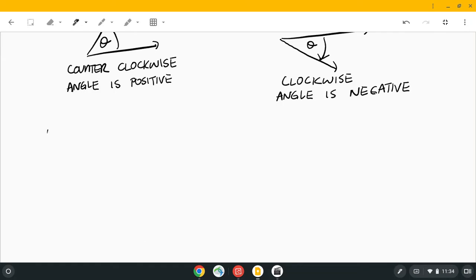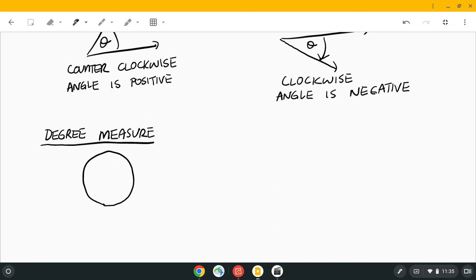All right, so let's talk about degree measure. That's probably the most common, familiar way that you are used to measuring an angle, with degrees. Okay, so we know that one full circle or one complete revolution is 360 degrees, right? So like a full circle, you start here and then you go all the way around and you end in the same place. So one complete revolution is 360 degrees.